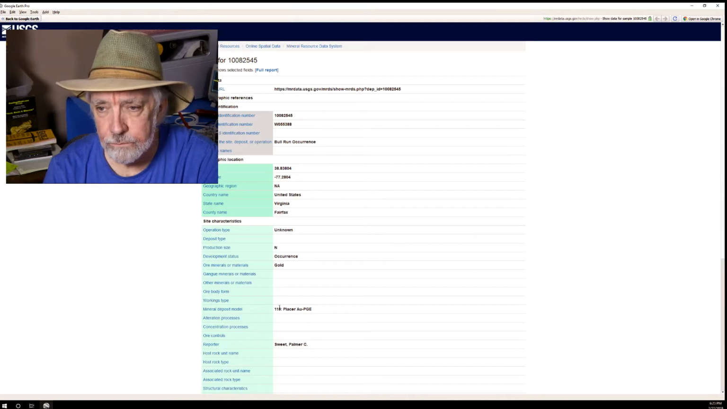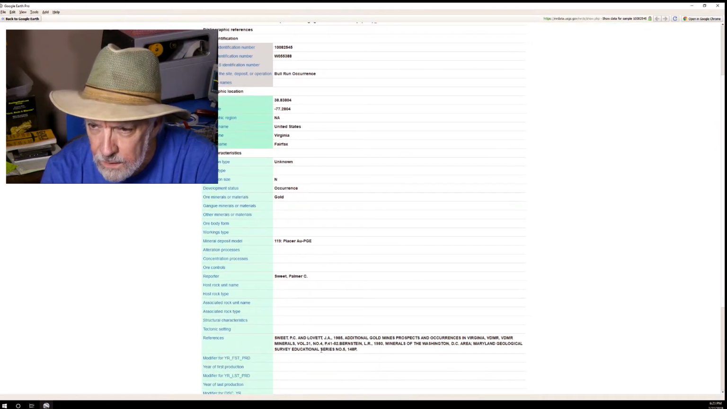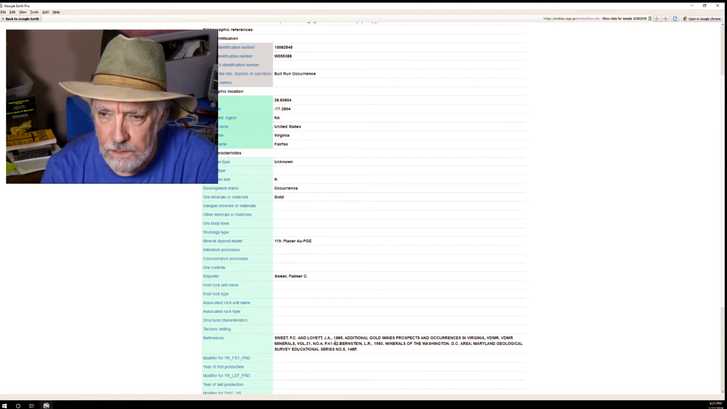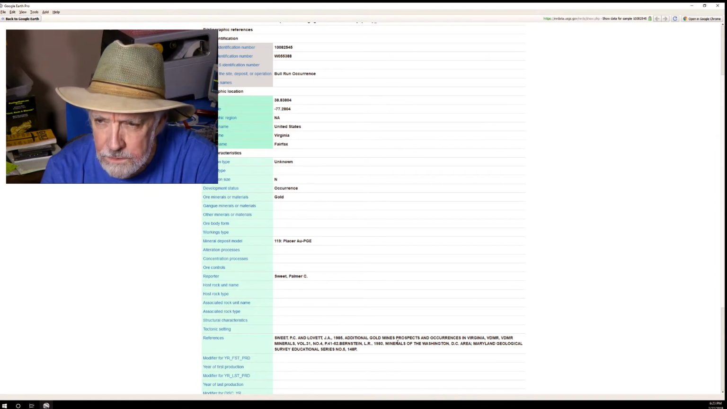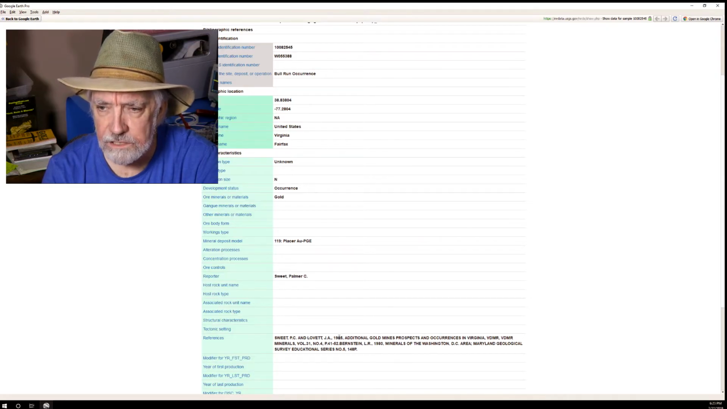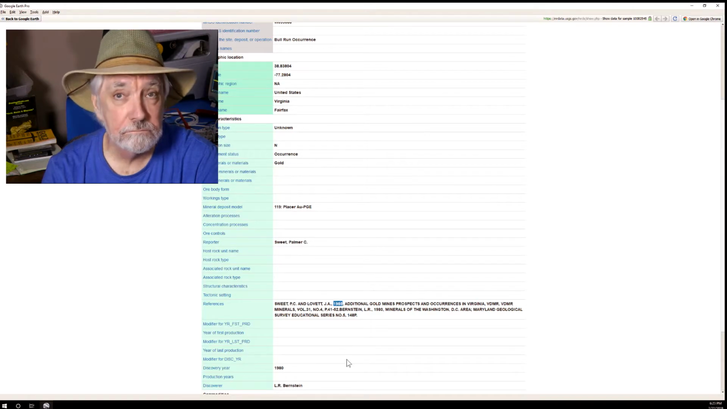So that's this one, placer, gold, PGE. The reporter was Sweet Palmer. And here's the reference material, sometimes worth checking out. This one was a 1985 edition of Sweet and Lovett, Gold Mines and Prospects and Occurrences of Virginia. There's a book to go hunt down. Oftentimes these things will be out of print, but I would not expect, since this was published in 1985, that it's missing. You could probably find it on the web as a PDF.